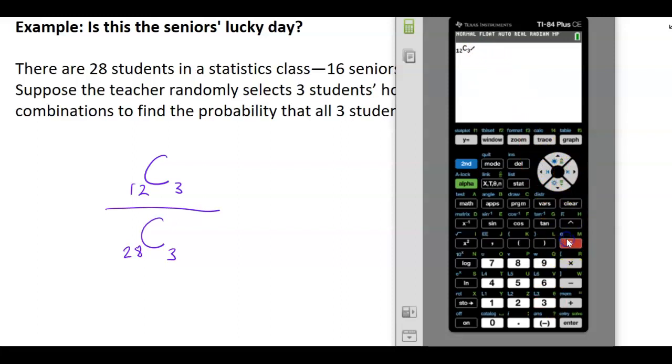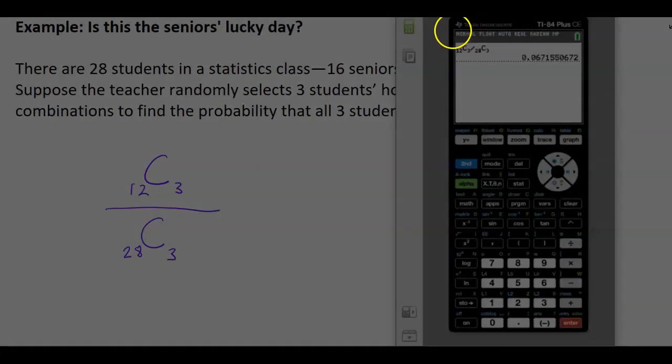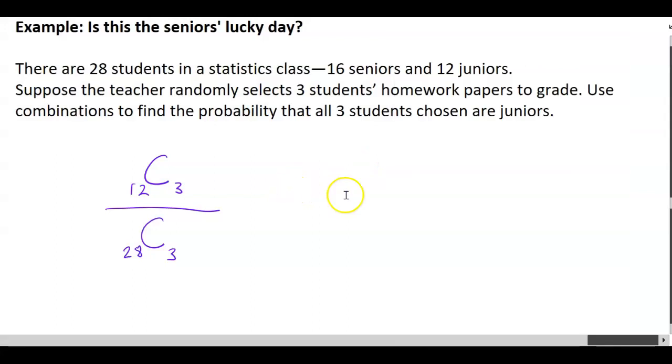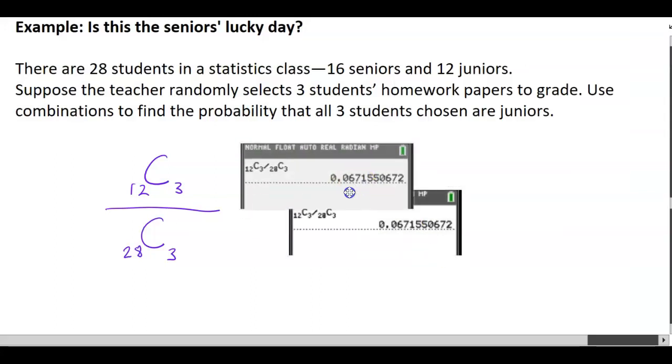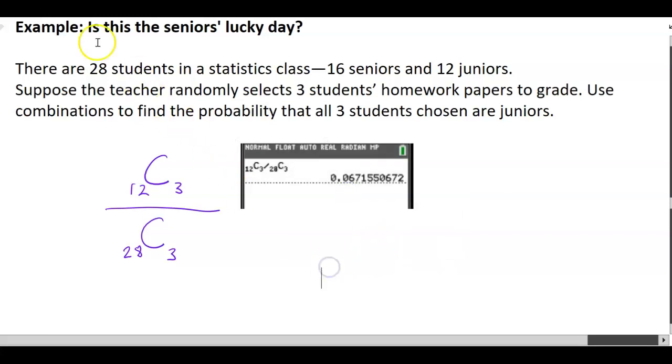Then I'm going to divide that by math, over to probability, number 3. And this time we're going to pick 3 out of 28. And there we go. So we have about a 6.7% chance that all 3 students chosen to get their homework looked at would be juniors.